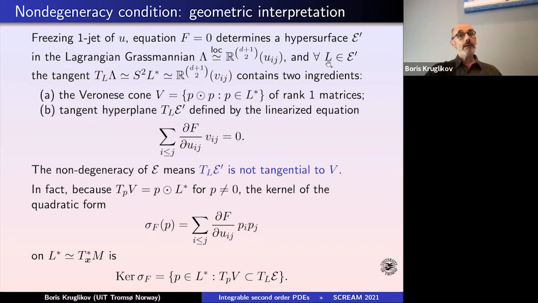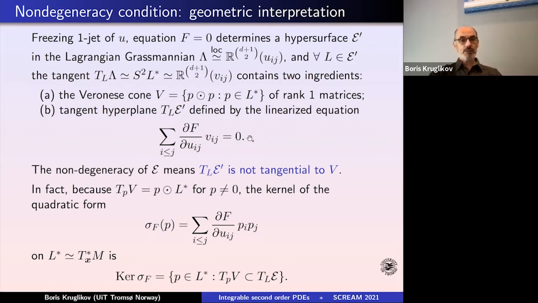And for every point of this hypersurface, we can identify the tangent bundle to the Lagrangian Grassmannian with quadrics on L*, right? So the point is L, and then the tangent to the Lagrangian Grassmannian can be identified with the space of quadrics on L, okay? And this will be denoted by coordinates v_ij. So then this space has two ingredients. First of all, the tangent to the Lagrangian Grassmannian has a Veronese cone. Namely, that's the space of symmetric matrices of rank one. You can parameterize them by a covector p as p squared. And then it also has the tangent to this hypersurface.